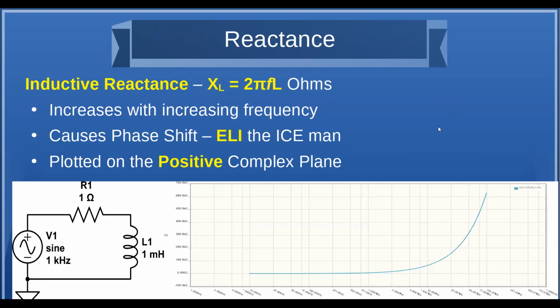So that's the basic thing you need to remember, is that the inductive reactance increases with frequency and the capacitive reactance decreases with frequency. And I think there's exam questions about that. May not be worded that way, but that's what you need to remember.